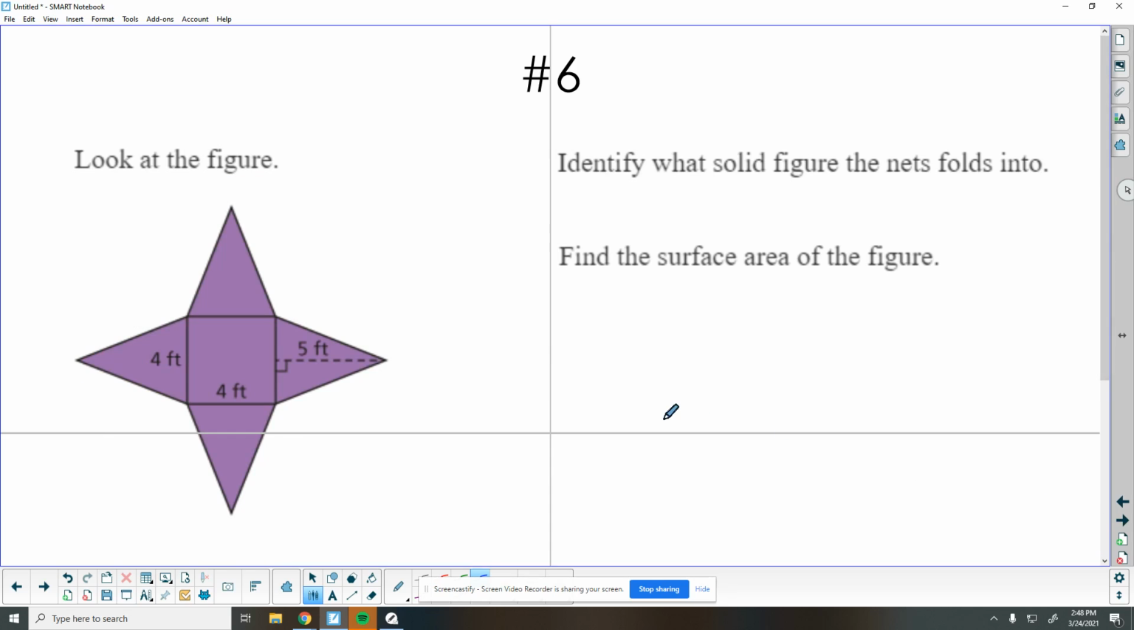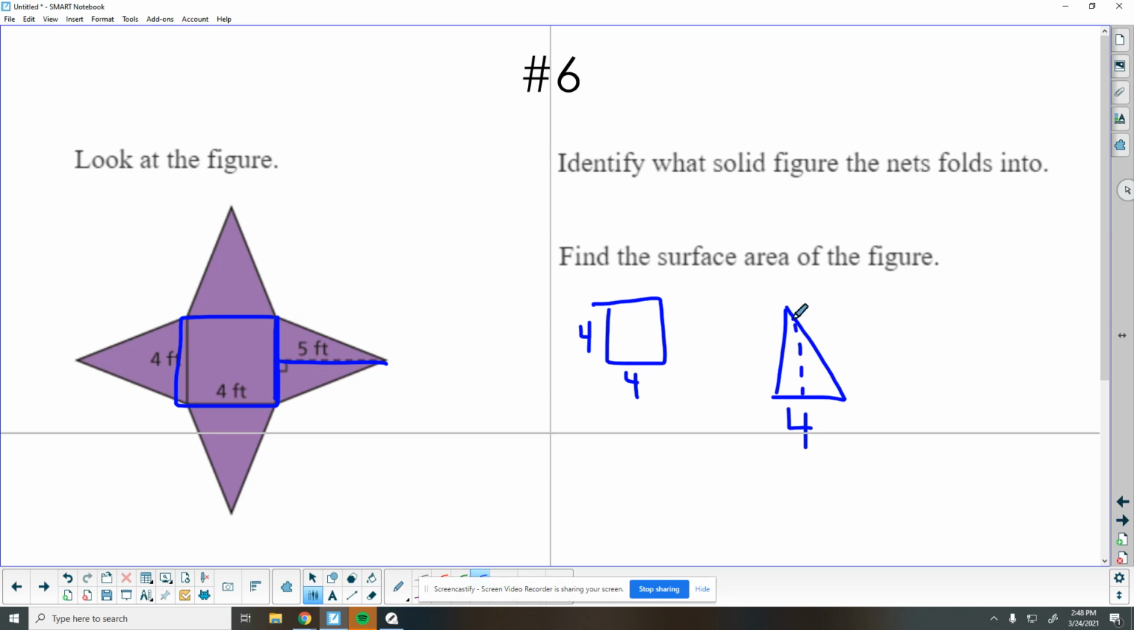And last one, pretty short assignment today. So this just has one base here in the middle, and it's a square. And then it has triangles that go around it. So this is a square, and these will fold up to touch each other, pyramid. So square pyramid. So our base here is 4 by 4. And then we have these triangles that go around the outside. The base is 4, the height is 5.